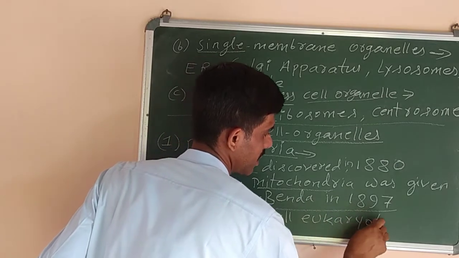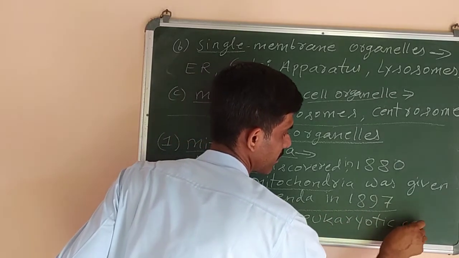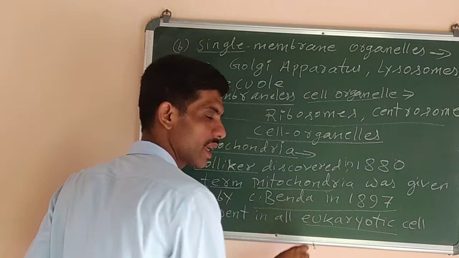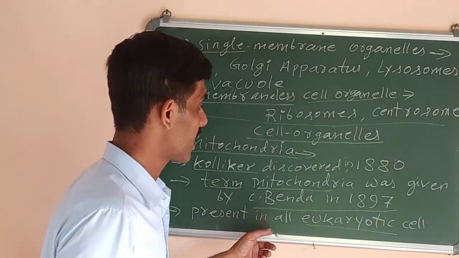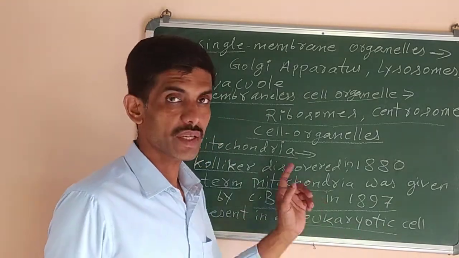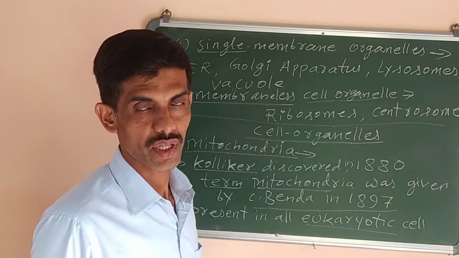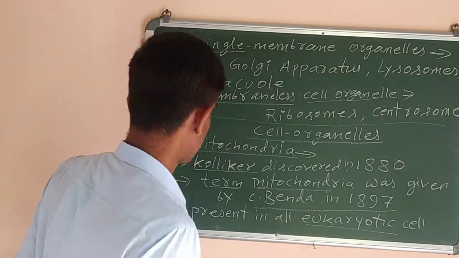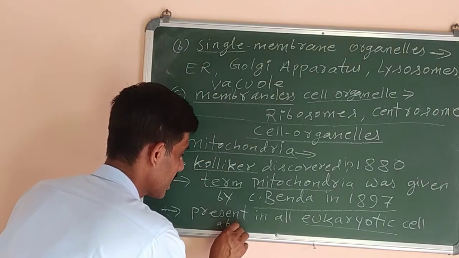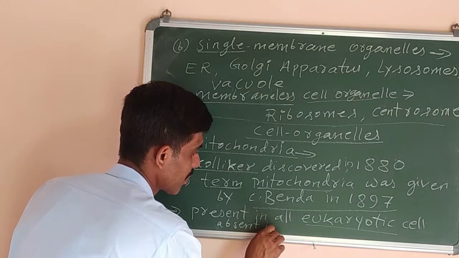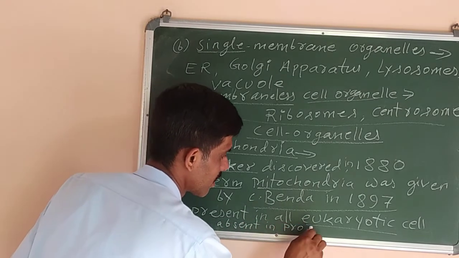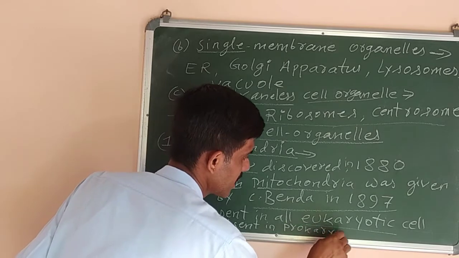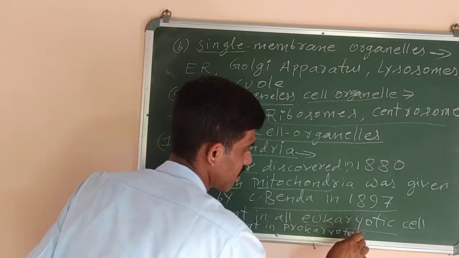eukaryotes. Now what is a eukaryotic cell? It means all the modern cells like plant cell and animal cell contain mitochondria. But it is absent in prokaryotes like bacteria and cyanobacteria. So you can write here, only absent in prokaryotes. Okay, prokaryotes means the primitive cells.